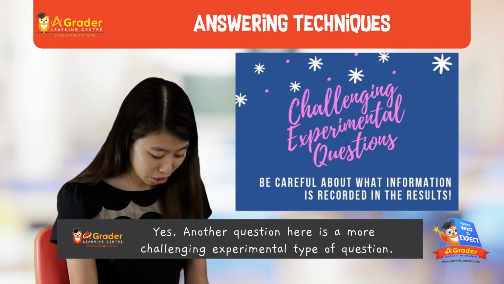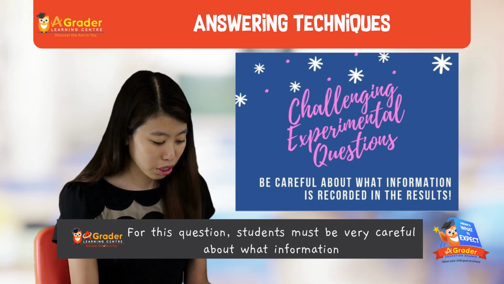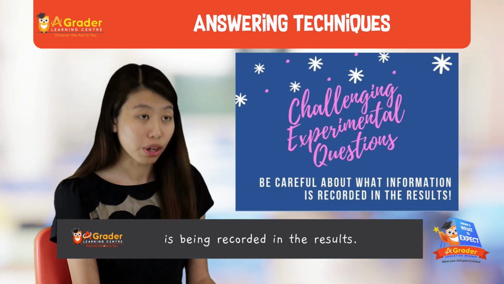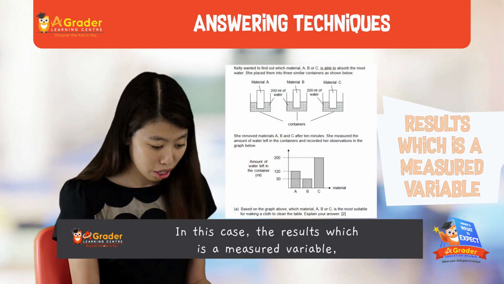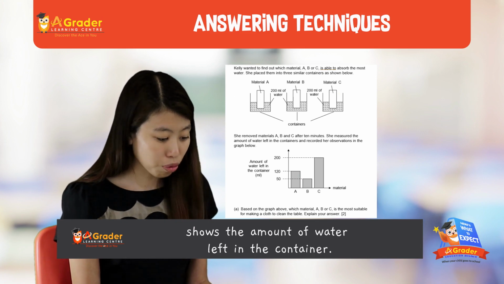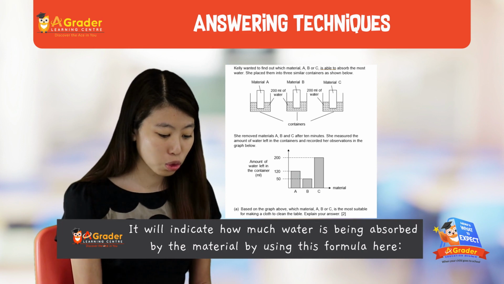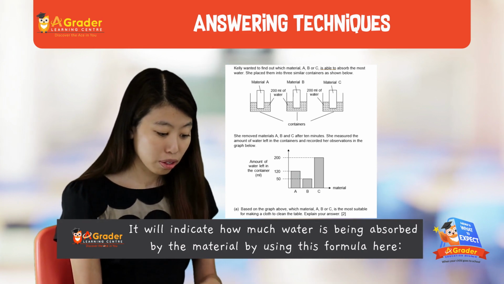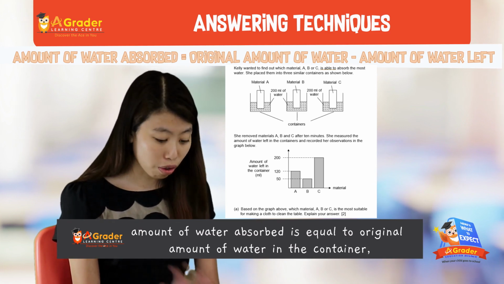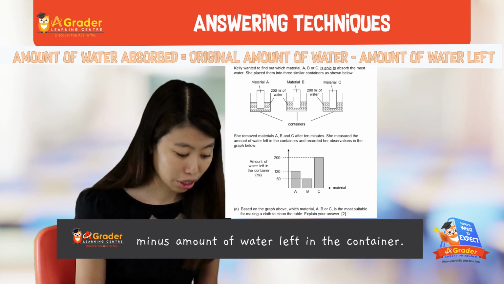Okay, yes, another question here is a more challenging experimental type of question. For this question, students must be very careful about what information is actually being recorded in the results. In this case, the results, which is the measured variable, show the amount of water left in the container. And it will indicate how much water is absorbed by the material, by using this formula here: amount of water absorbed equals original amount of water in the container minus amount of water left in the container.